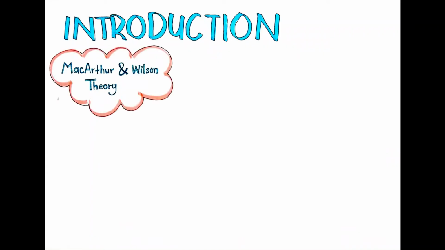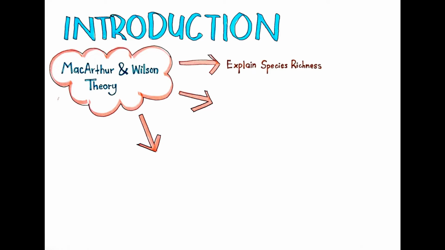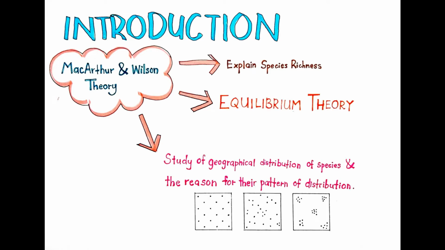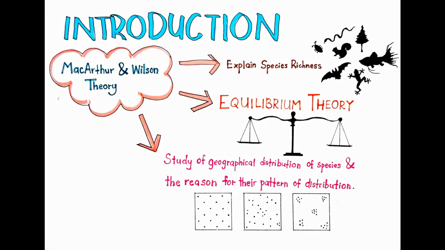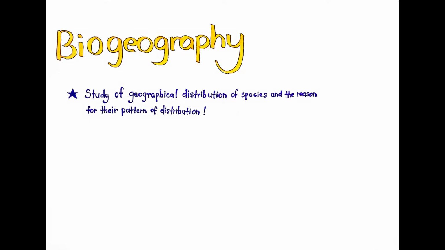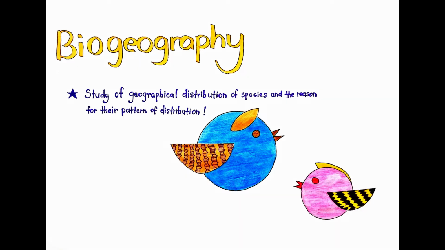According to MacArthur and Wilson's theory of island biogeography, we are going to explain species richness and equilibrium theory. Biogeography is the study of the geographical distribution of species and the reasons for their pattern of distribution.